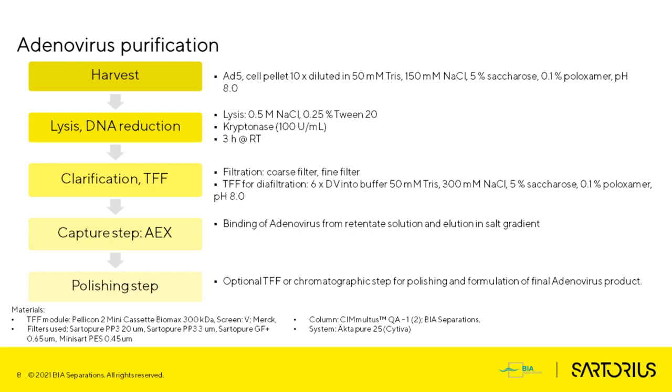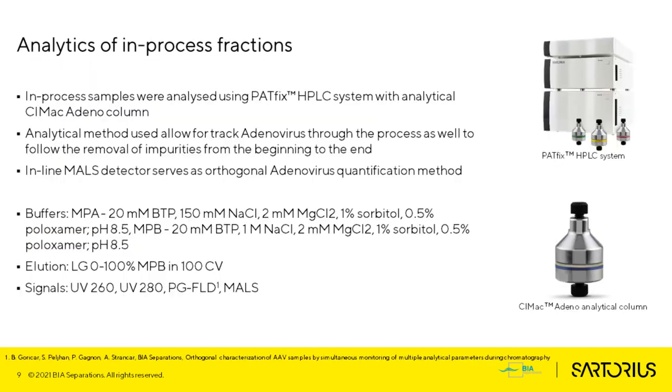After that, the material was clarified with coarse and fine filtration and TFF for diafiltration. The following step was chromatography using an anion exchange CIMmultus QA column, where adenovirus was purified in bind-elute mode. After the capture step, a polishing step of ultrafiltration and diafiltration or another chromatography step can be used to further purify or concentrate the virus as well as exchange it to the formulation buffer.